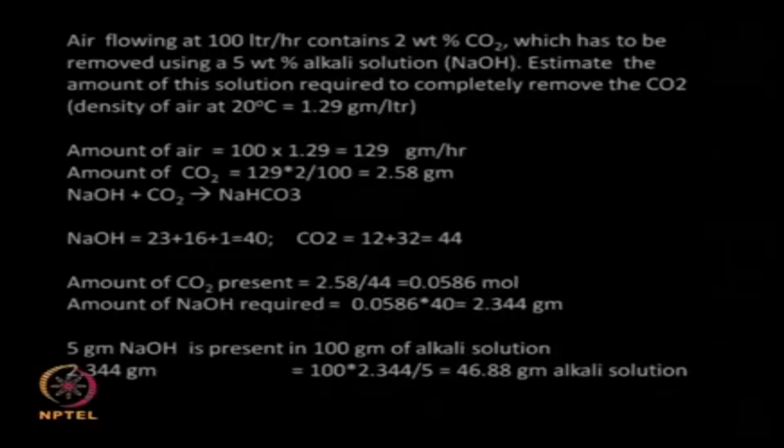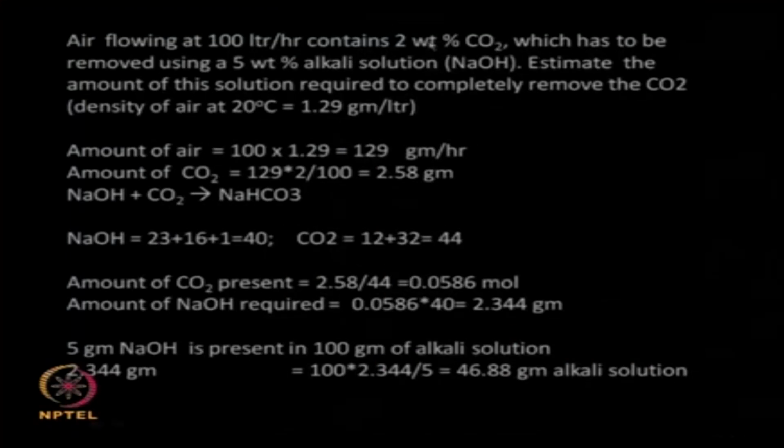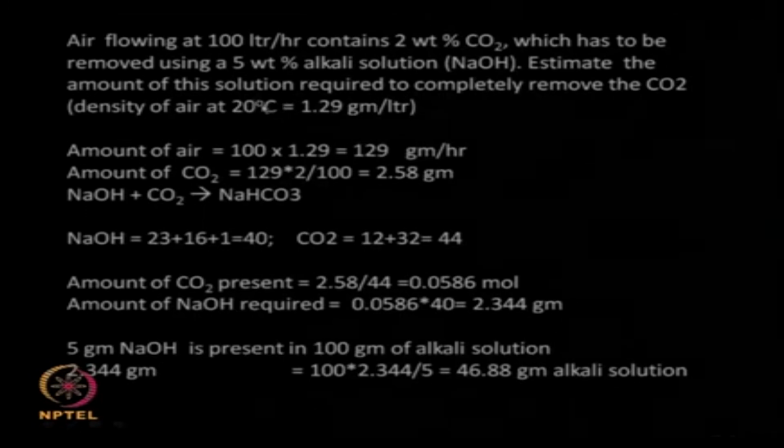I just want to show you how to attack a problem related to absorption systems. So we have some carbon dioxide present in air and we want to add sodium hydroxide solution and remove the carbon dioxide, and we want to calculate how much sodium hydroxide solution is required to do this operation. Okay. So air is flowing at 100 liter per hour and it contains 2-8% of carbon dioxide. Now the density of air is given here at 20 degrees centigrade. The density of air changes depending upon temperature, you all know that because it is a compressible gas.